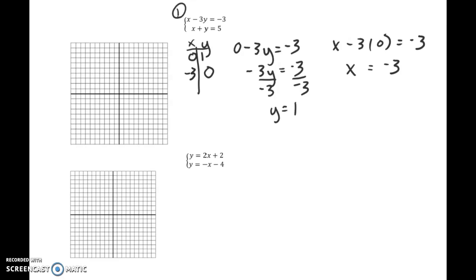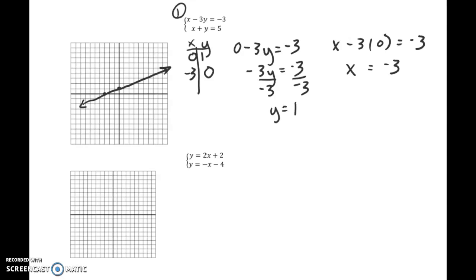Now I'm just going to graph those 2 points. We have 0, 1, which is right there, and then we have negative 3, 0, right there. And we can draw that line. Might be better if we had more points. We normally like to have 3 points, but I'm going to run out of room on this problem. Okay, now I'm going to switch colors, go to blue.